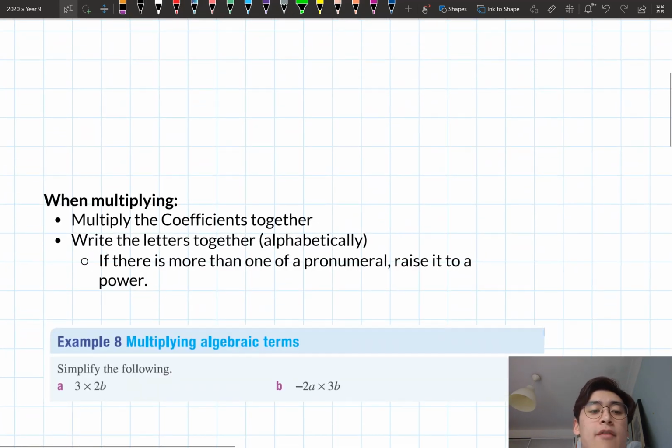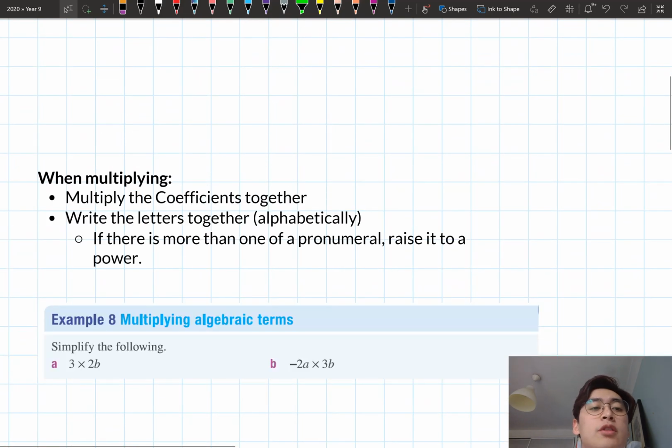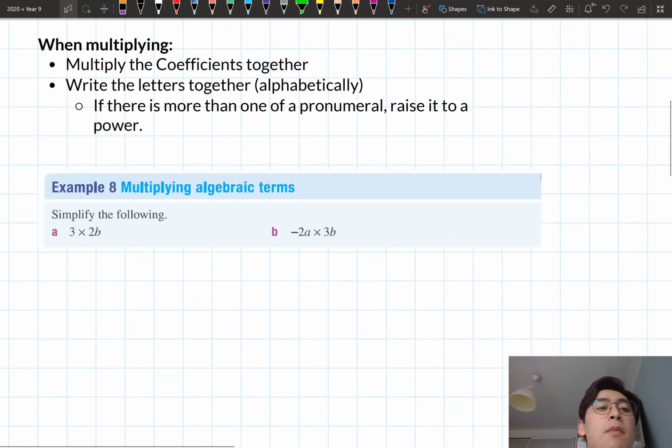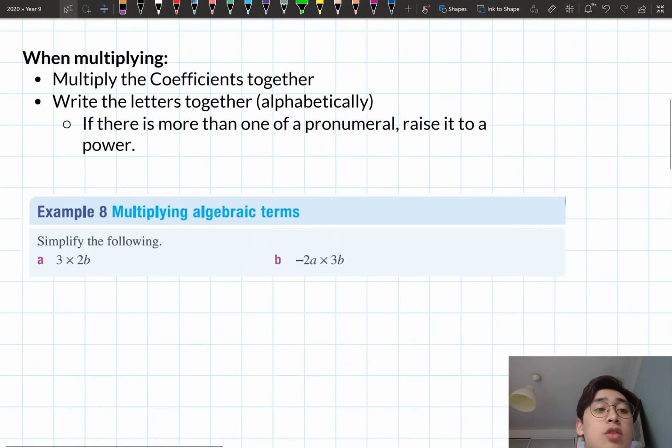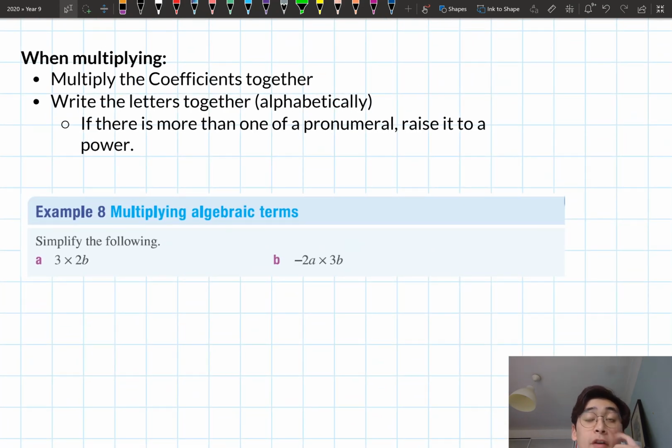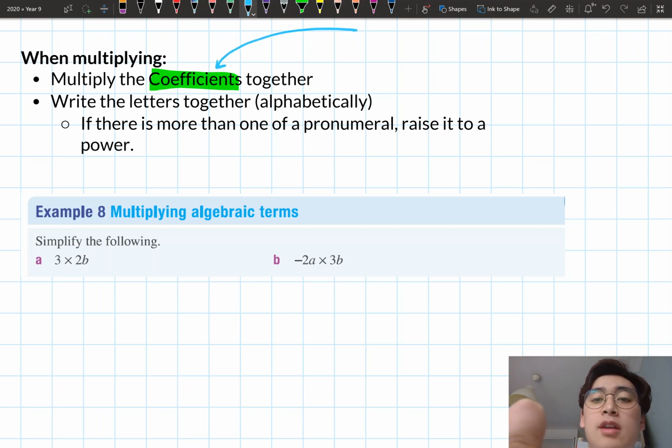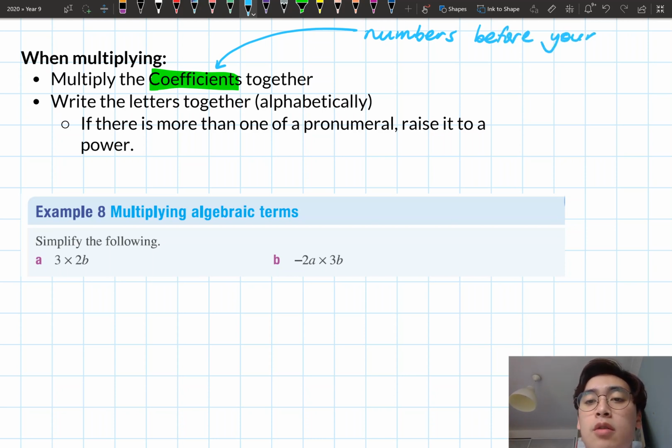So what I have here is a few notes. When I'm multiplying algebraic terms, there's two big steps you want to do. The first one is you multiply the coefficients together. Let me just remind you, when you see the word coefficients, what does that mean? Well, if you remember from the previous parts, coefficients are just your numbers before your pronumerals. So your numbers before your pronumerals are called the coefficients.